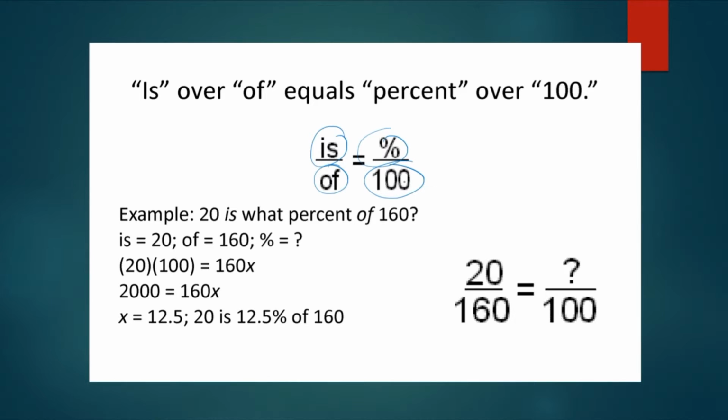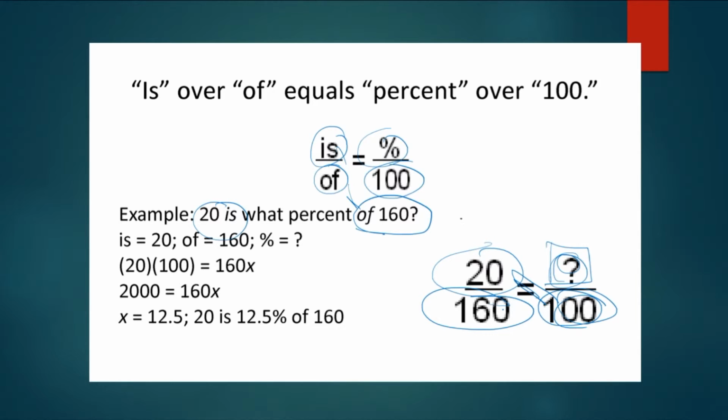So I guess I have an example here on the back. But 20 is what percent of 160? So please notice, of 160. Oh, there's your of. So it's going to go down here. 20 is, that's your is. That's going to go up here. We don't know percent, so we leave it blank. And then we use 100 right here. Now, once you have the setup, please just cross multiply and divide, right?